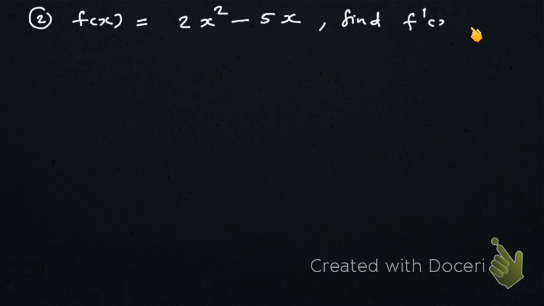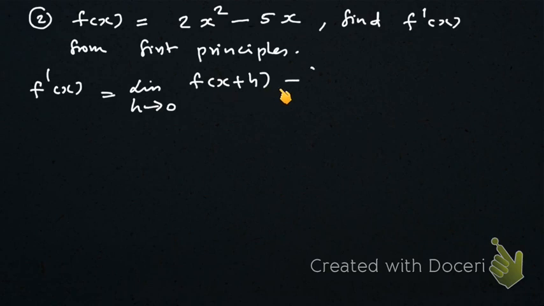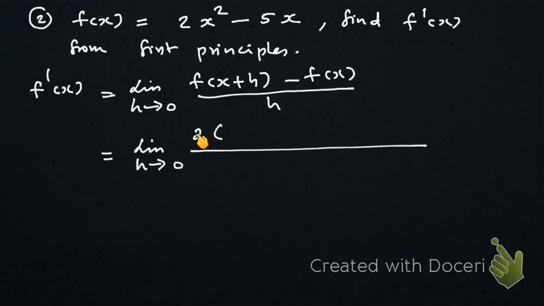Let's look at one more question. F of x is equal to 2x square minus 5x. Find f dash of x from first principles. So that's my question. I write the formula first. F dash of x is equal to limit h tending to 0 of f of x plus h minus f of x divided by h, which is equal to limit h tending to 0 of f of x plus h.